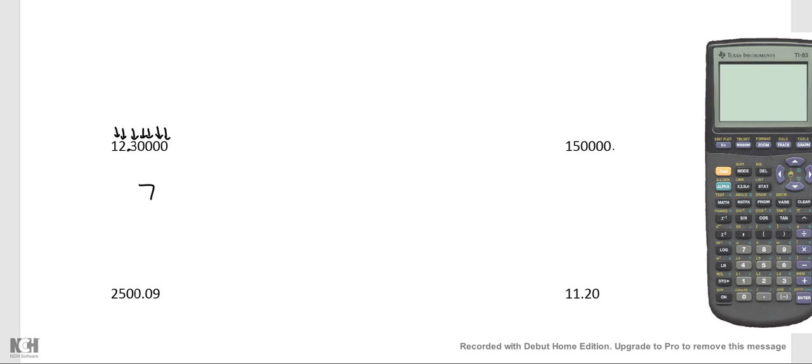150,000. Remember the decimal, if we don't have one, is at the end. Start with our non-zero numbers and count them. None of these zeros are between non-zero numbers, and none of these zeros are after the decimal, so none of them count. So this one, 150,000, only has 2 significant digits.